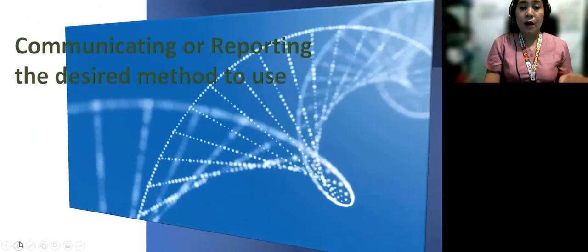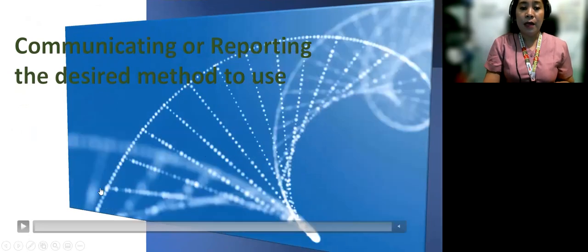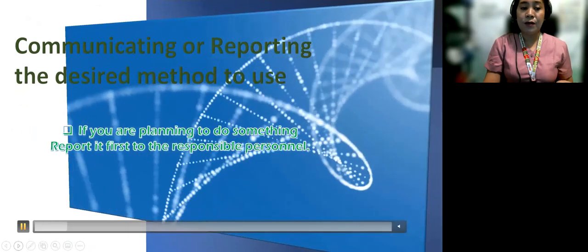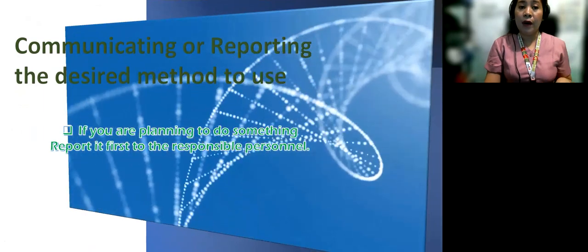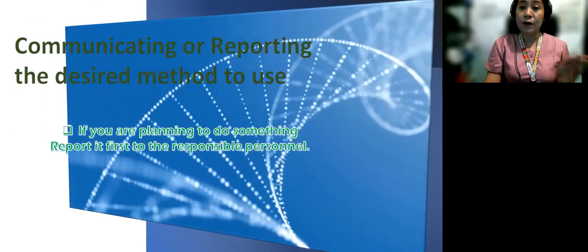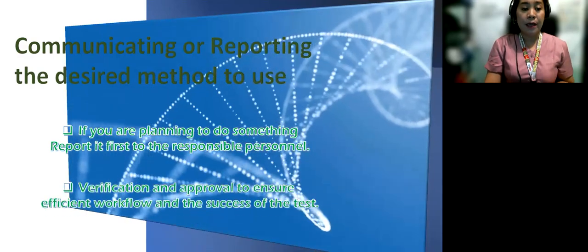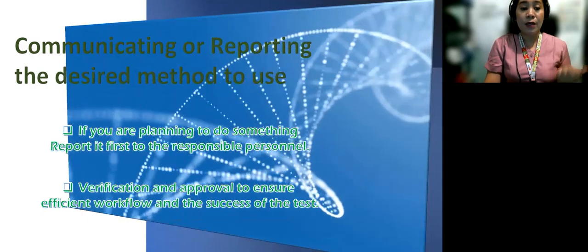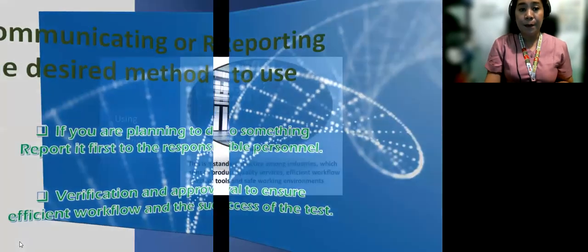Okay, so next to that is communicating or reporting the desired method to use. So in this, if you're planning to do something, you have to bear in mind that reporting is very important. Report it first to the responsible personnel, or let's say to your superior. The next is verification and approval, which is to ensure efficient workflow and success of the test.